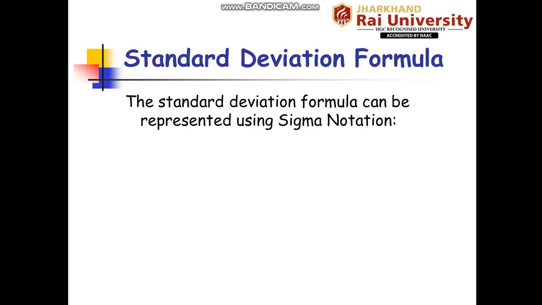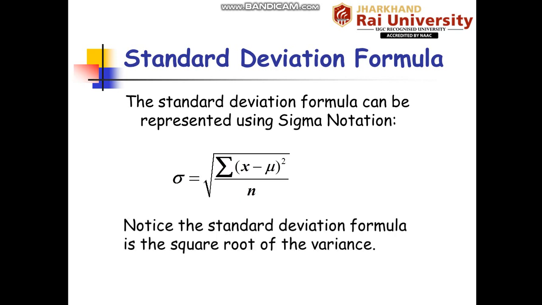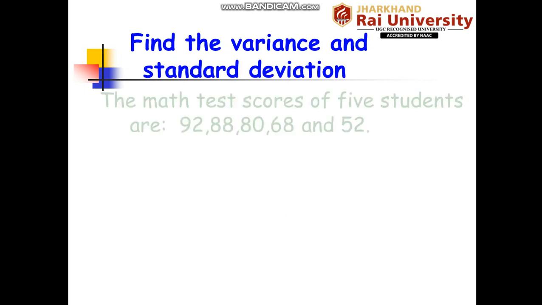The standard deviation formula can be represented using sigma notation. So we can see this: sigma is equal to standard deviation, the root of the sum of x minus mu whole square divided by n, which is the formula of variance. So notice the standard deviation formula is the square root of the variance.